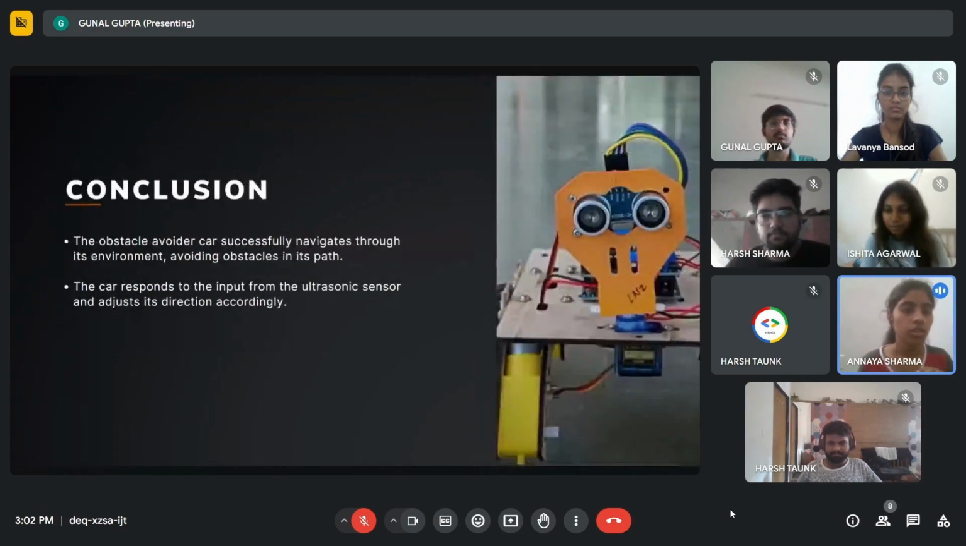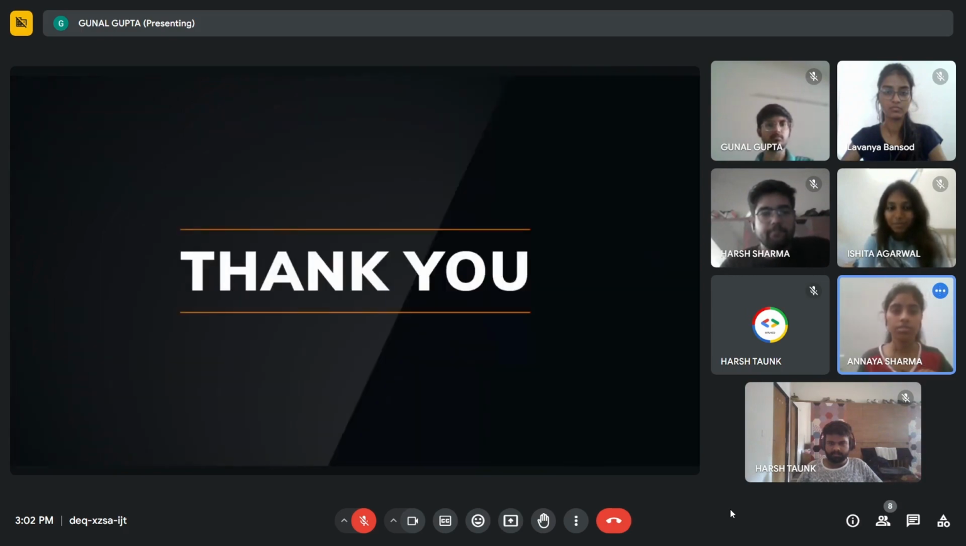So conclusion is the obstacle avoider car successfully navigates through its environment, avoiding obstacles in its path. The car responds to the input from the ultrasonic sensor and adjusts its directions accordingly. Thank you.